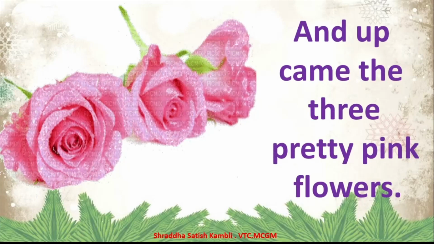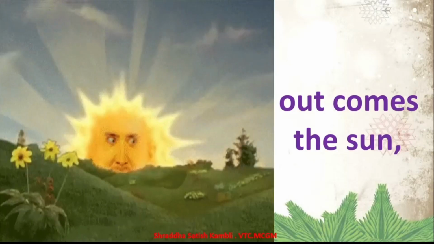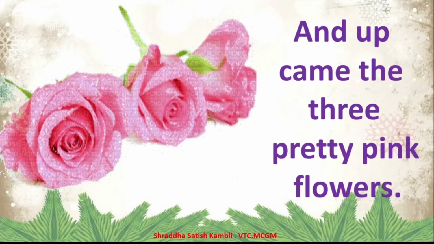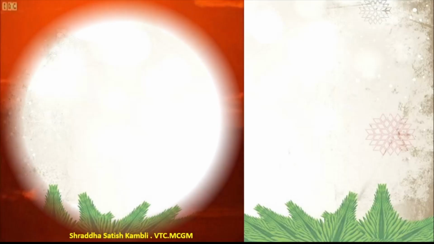And up came the 3 pretty pink flowers. So 3 of the seeds, they grew up and they became 3 pretty pink color flowers. So can you see these beautiful pink color flowers? And up came the 3 pretty pink flowers. So once there was sunshine, once there was a rain or a shower, the seeds grew up and they became beautiful flowers. But only the 3 seeds have become flowers. What about the other 2? Let us check.